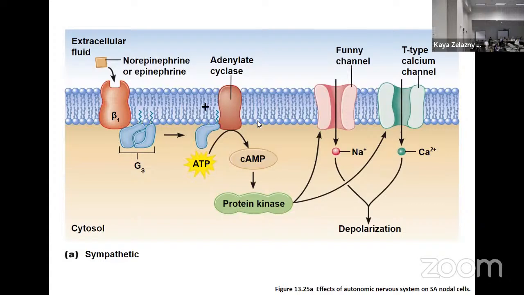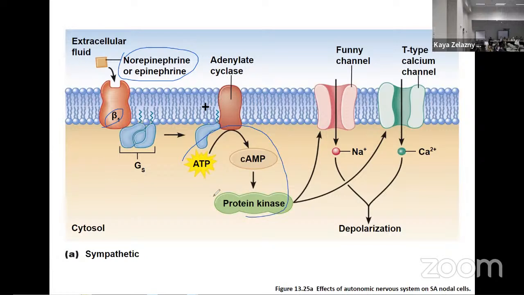Here's a picture of what's going on here. You don't need to memorize this picture, but this is just showing you that relationship between our norepinephrine and epinephrine, our beta-1 receptor, which we remember activates cyclic AMP. And this is opening channels for sodium and calcium, causing depolarization and faster action potentials.